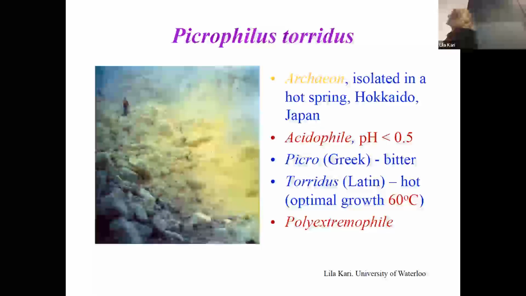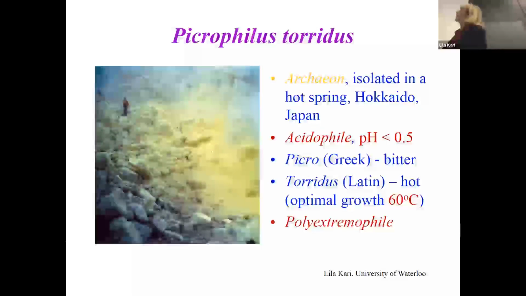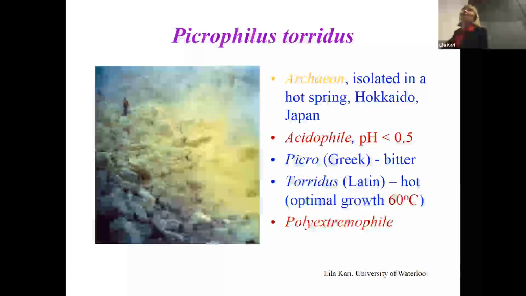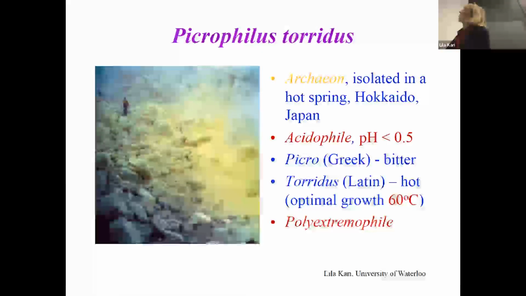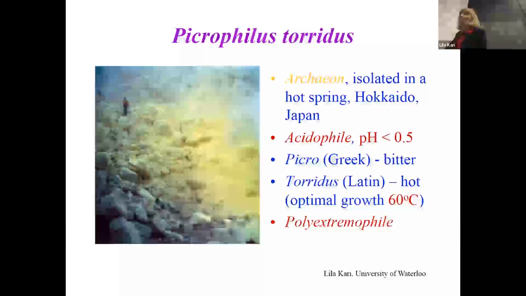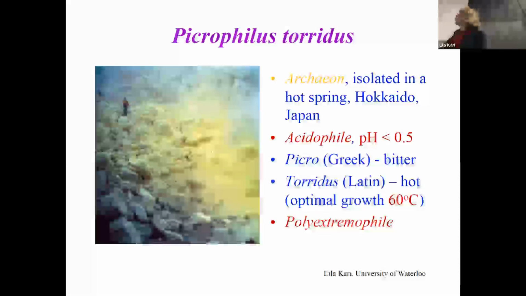This is the one that likes acid. This is Picrophilus torridus. I've got to love this name. It's really torrid there. So this is actually a polyextremophile. This is an archaeon isolated in a hot spring in Hokkaido. This is an acidophile, so the pH is very acidic. Remember that neutral is 7, so 0.5 is really very acidic. Its name comes from Greek pikros, which means bitter, and torridus, which means hot. The optimal growth temperature is 60 degrees.